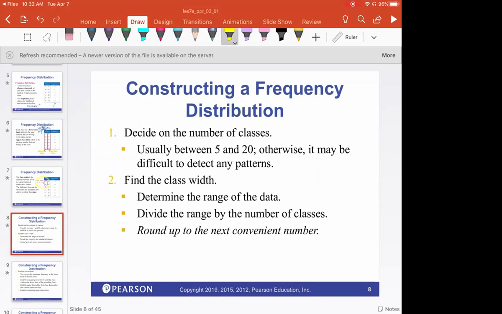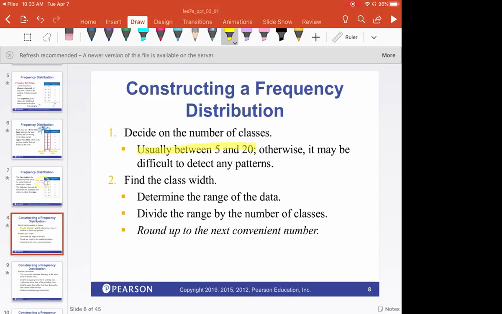Now, a general case is if you have between 5 and 20 classes, that's a pretty safe range to stick to. If you don't have a lot of data, you can use 5, so you can easily represent everything. If you have a lot of data, you don't want to show too much, to where it's not giving you a good representation of it. So 20 is maybe a maximum you can work with. Like it's saying, otherwise it might be too difficult to detect any patterns.